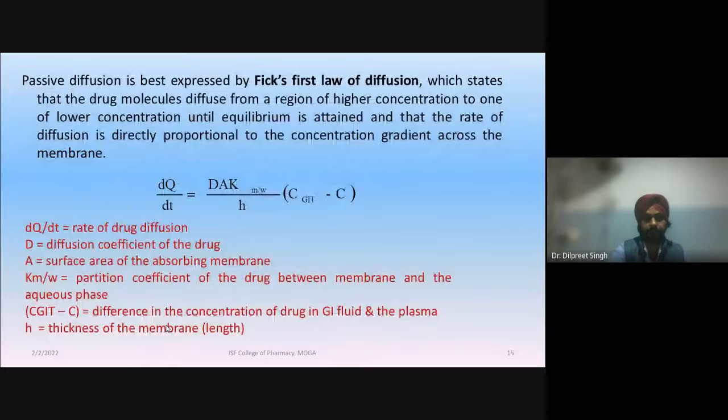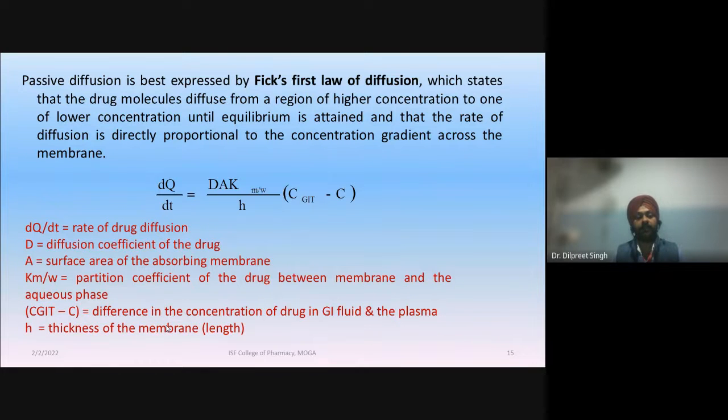So passive diffusion is best expressed by Fick's first law of diffusion, which states that the drug molecule diffuses from the region of higher concentration to lower concentration until an equilibrium is attained between the central compartment and the peripheral compartment, and the rate of diffusion is directly proportional to the concentration gradient across the membrane.